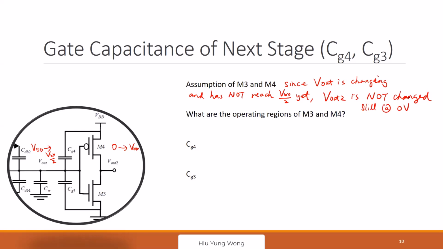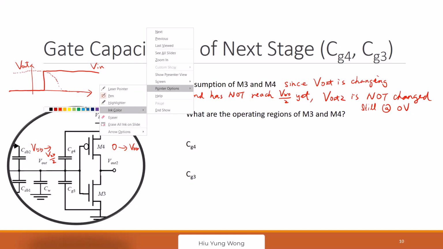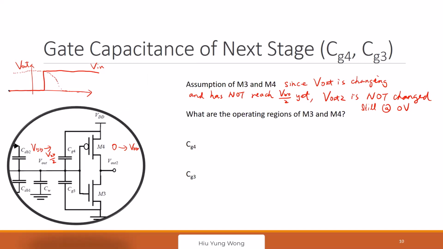This is not difficult to understand, right? I have an input, okay? You say that you go from 0 to VDD. This is V in. Then you say, okay, then my V out will go from here and then have some delay. This is V out. How about for V out 2? V out 2, it will be something like this.